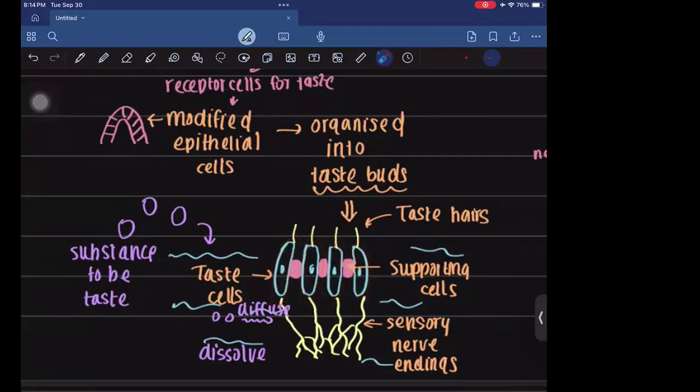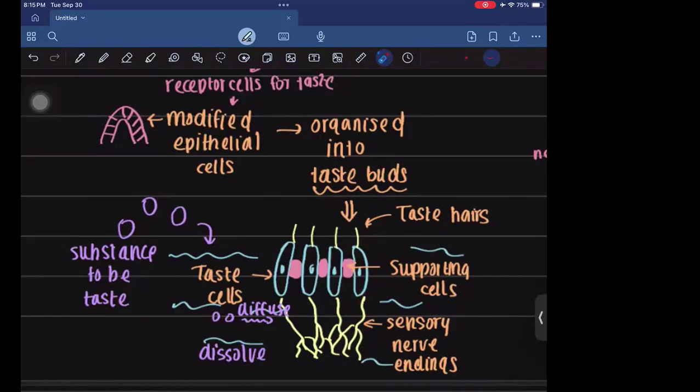These taste cells will be supported by something called the supporting cells. The blue ones are the taste cells, and they are supported by the supporting cells. So a taste bud contains a taste cell, supporting cells, and sensory nerve endings. The stimulus is detected by the taste cells, which convert the stimulus energy into action potentials, and then transmit the information through the sensory nerve endings to your brain, your central nervous system.